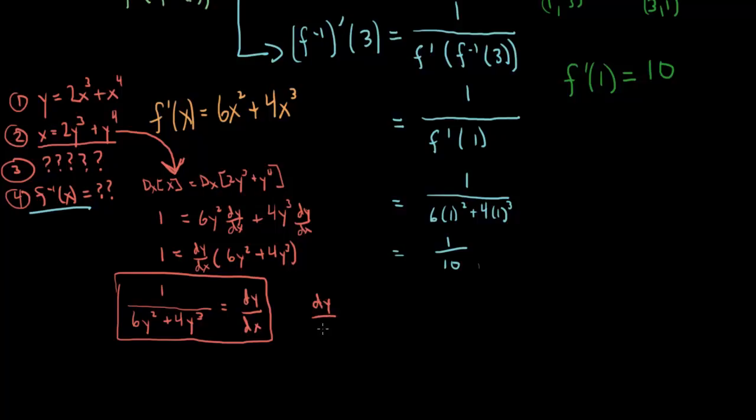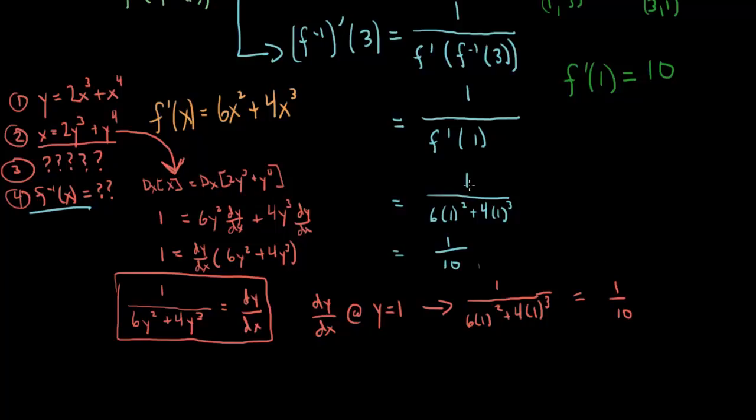So dy/dx at y equals 1. That is 1 over 6 times 1 squared plus 4 times 1 cubed. Does that look familiar? Well, I hope it does, because you get 1 over 10, the exact same solution.